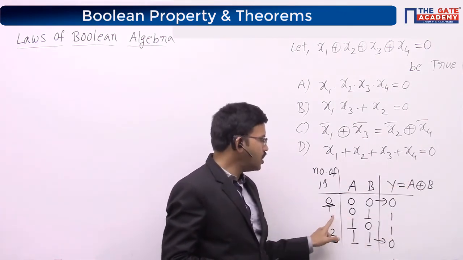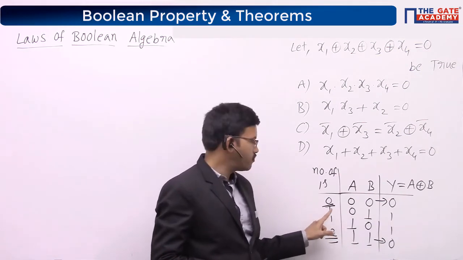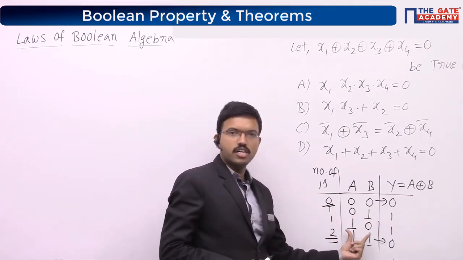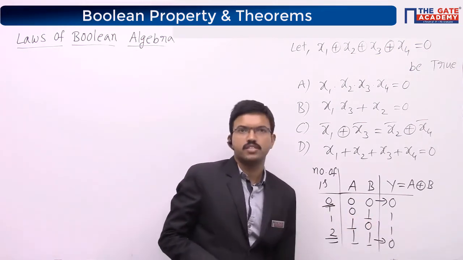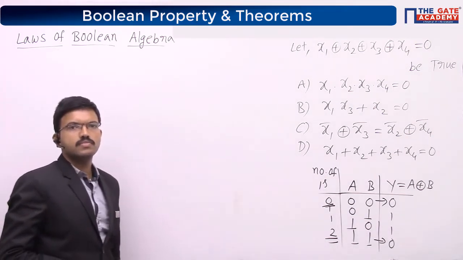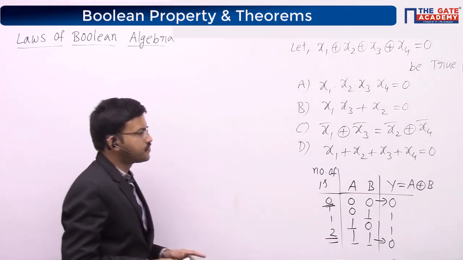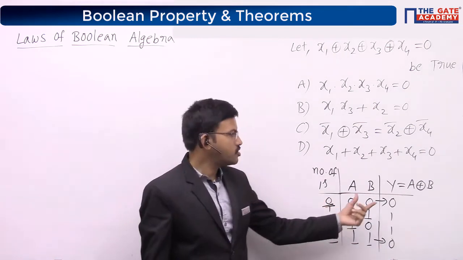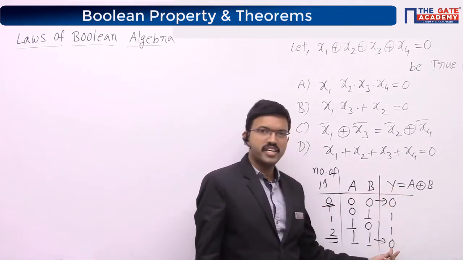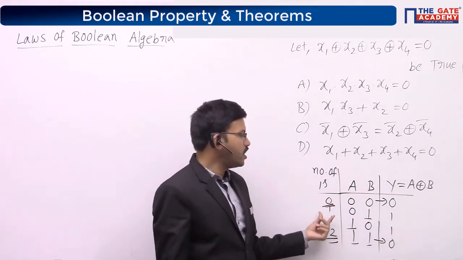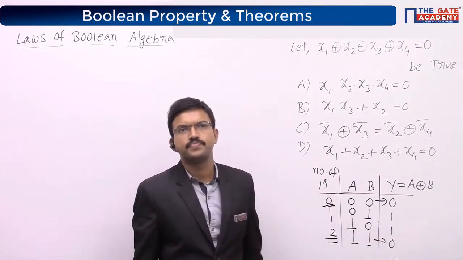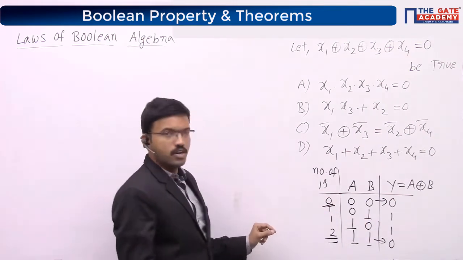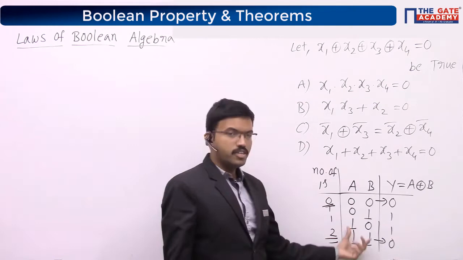If you are having an odd number of ones, here the odd number is 1, then at the input the output is 1. Okay, you can make a note: the exclusive OR function will produce output 0 for an even number of ones at the input. Okay. Now, this is the case for 2 variables.